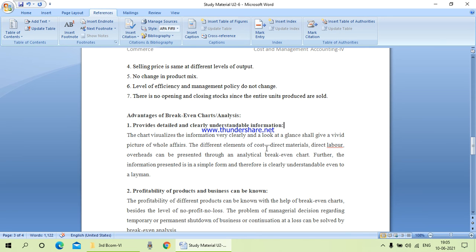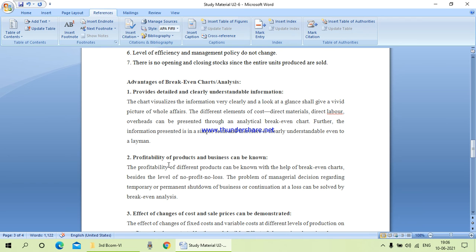The different elements of cost, direct material, direct labor, and overhead can be presented through an analytical break-even chart. Further, the information presented is in a simple form and therefore is clearly understandable even to a layman. So one of the advantages of this break-even chart is that even a layman, or a man without any knowledge about break-even analysis, can understand the facts, figures or data presented on the chart.